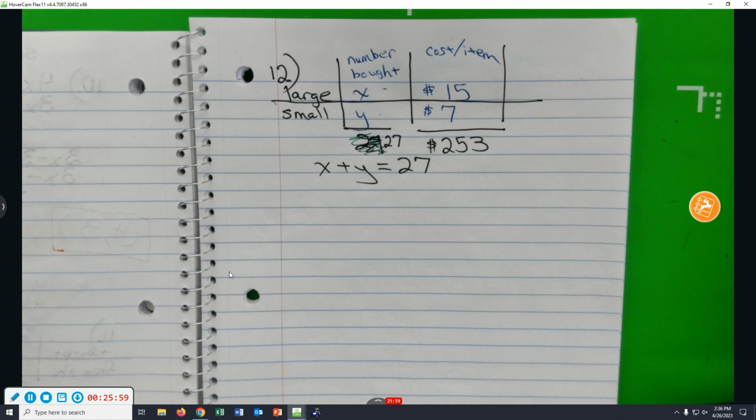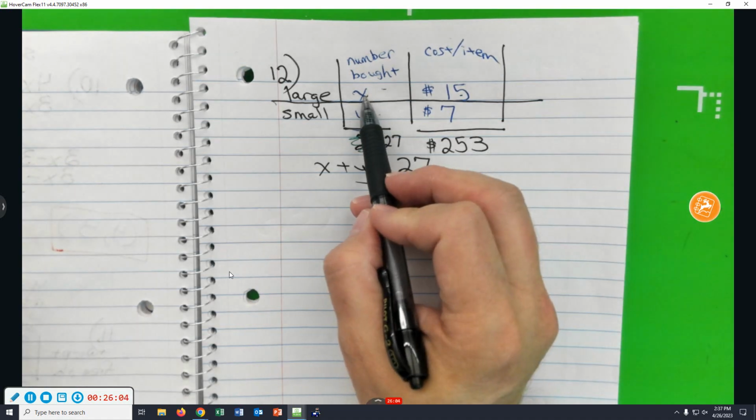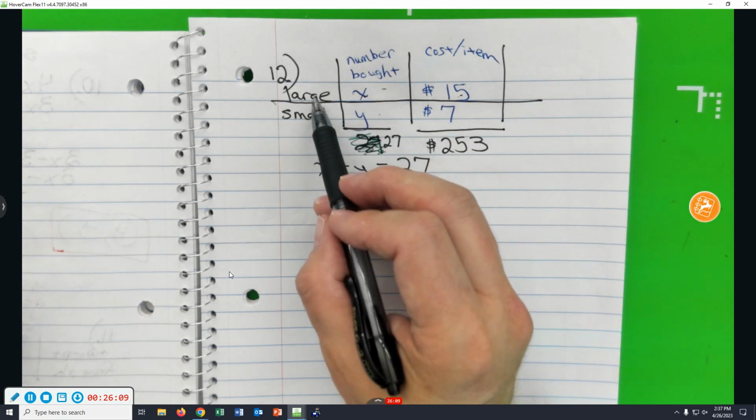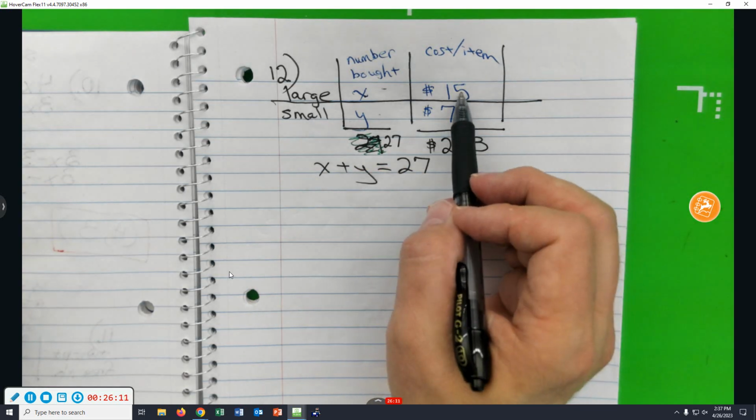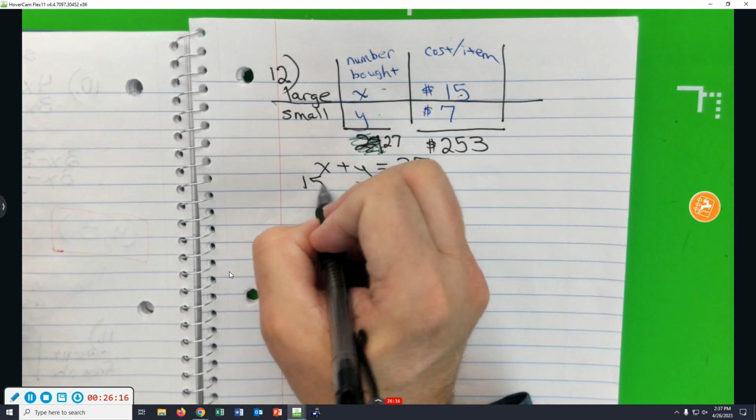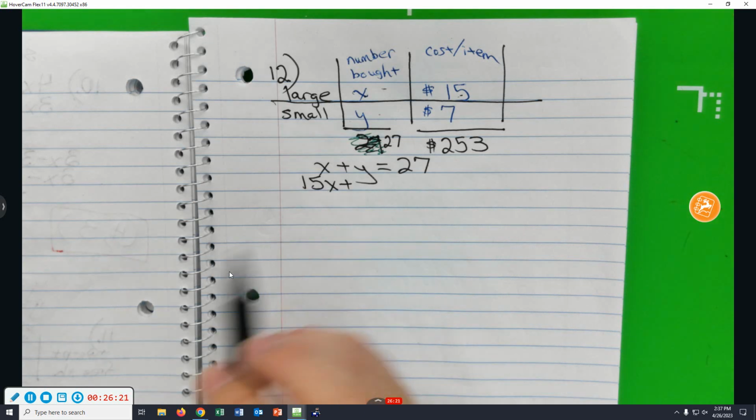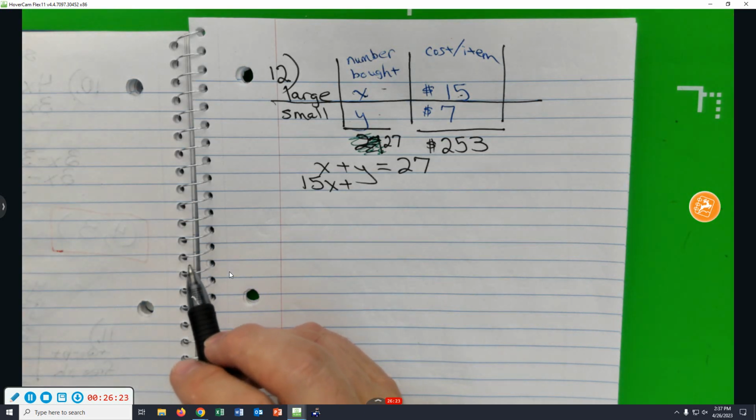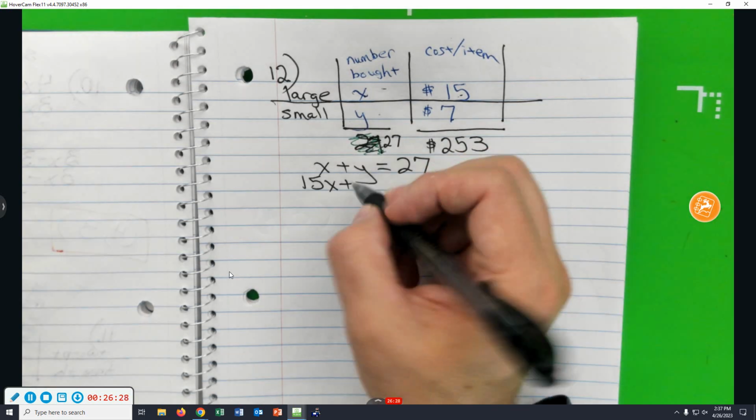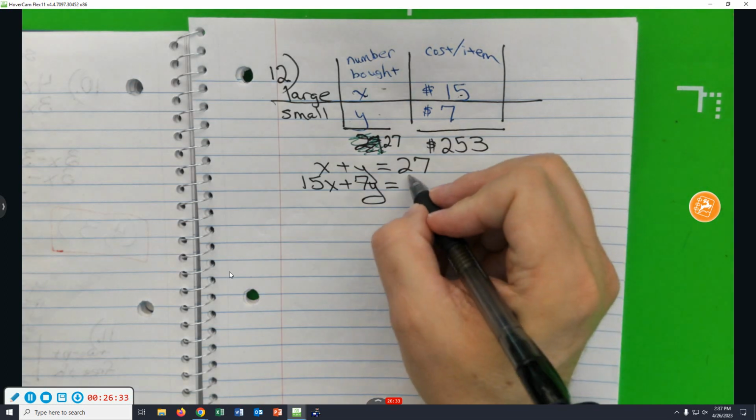Okay, I'm waiting for another equation. 15x. So you go cost per item times the number of items. Do you understand that that's saying how much money she spent on all those large picture frames? Each large picture frame costs $15. Multiply it by the X frames she bought. That's the money she spent buying large picture frames. How much money did she spend buying small picture frames? 7y. So the price per item times the number of items equals the 253.